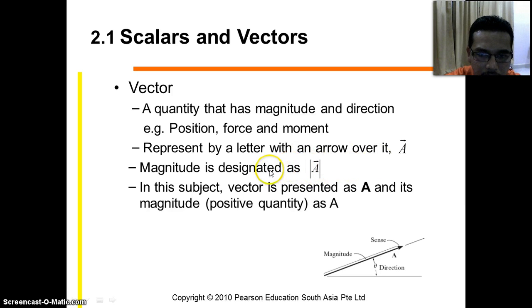How do we get the magnitude of the vector? In this subject, the vector is represented in bold. We can bold A for the vector, and the magnitude is the letter without bold. That is when using a computer, but when you write on your paper, just put the arrow on top of the letter.